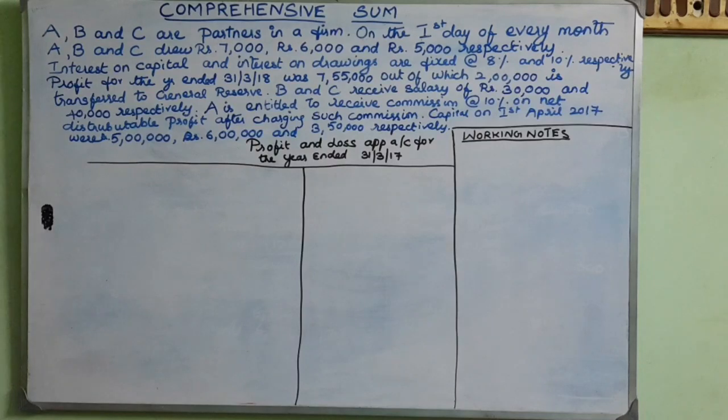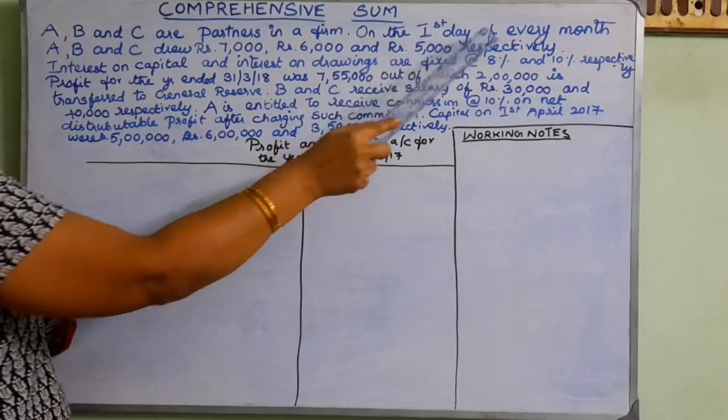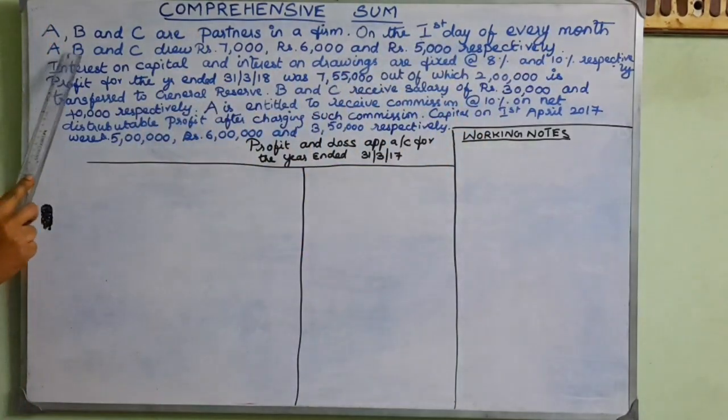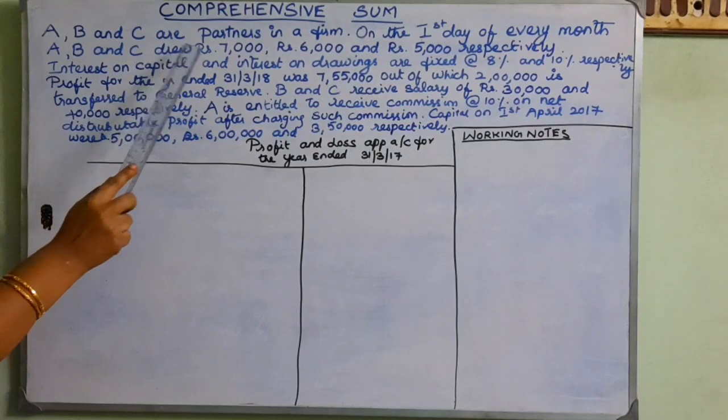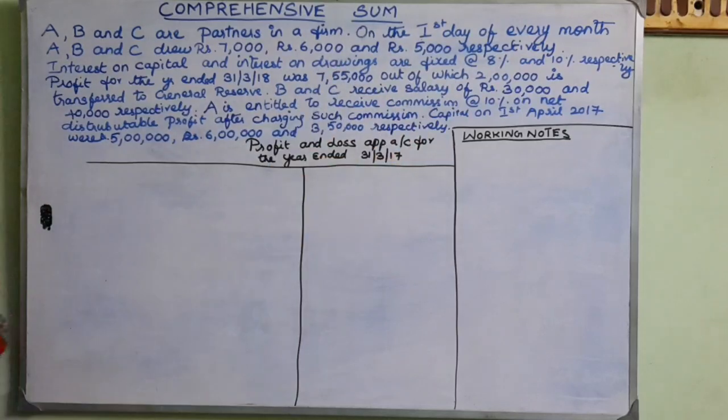One important thing I wanted to say to you in accountancy is that you have to read the sum very clearly and carefully. If you miss out any small minute information, your answer will go wrong. So let us read the sum first and then we will start working out the answer. A, B, C are partners in a firm. On the first of every month, A and B and C drew rupees 7,000, 6,000 and 5,000 respectively.